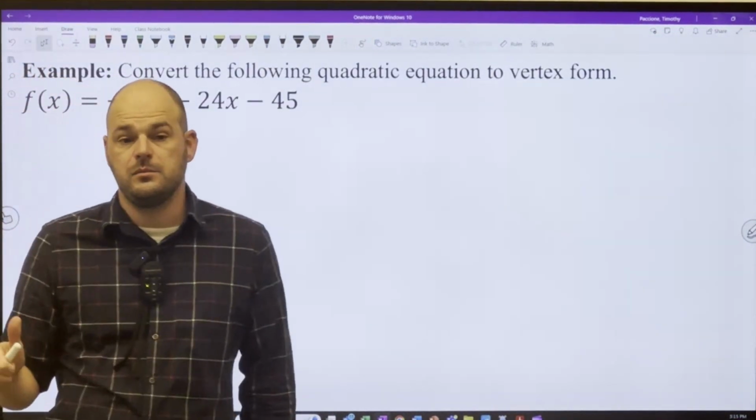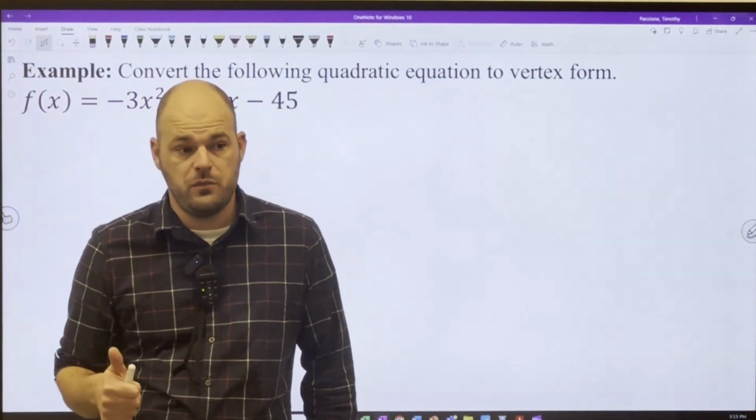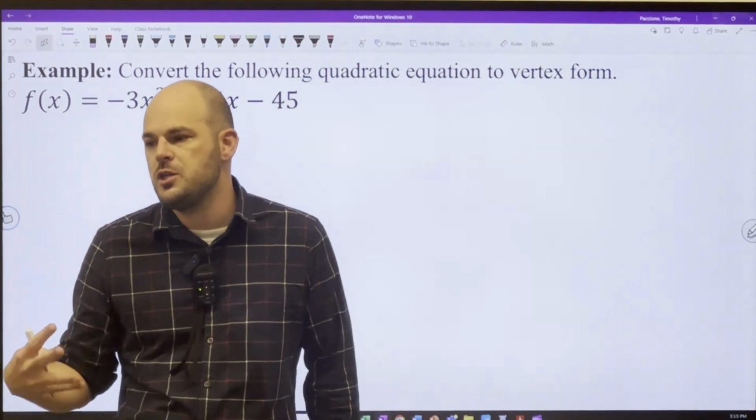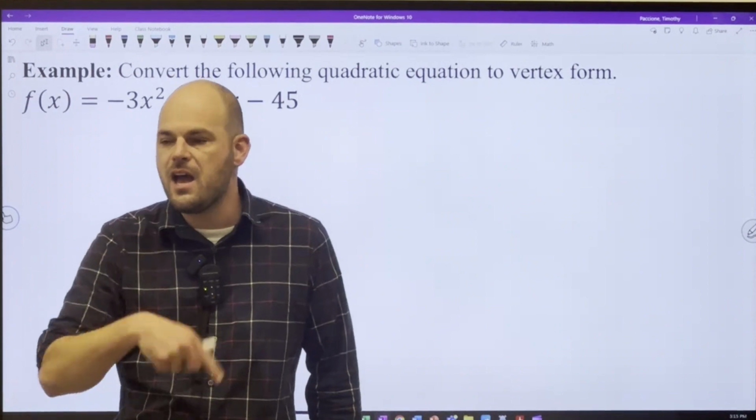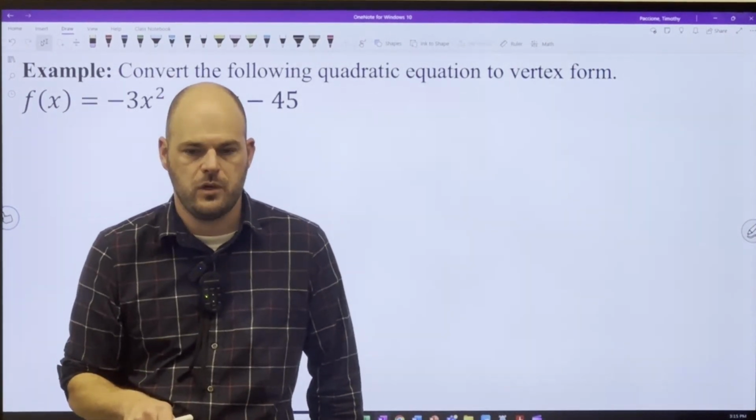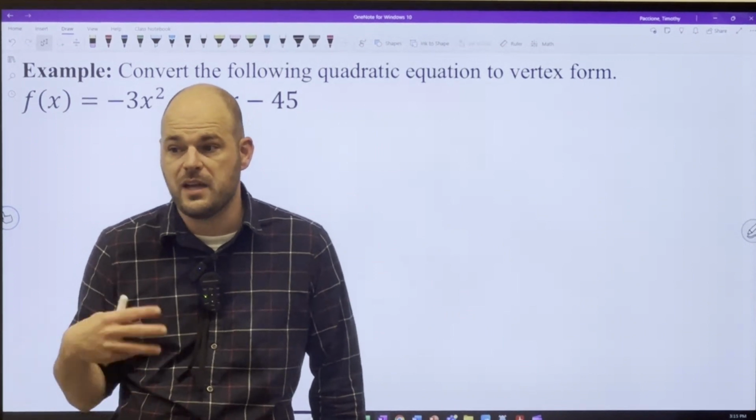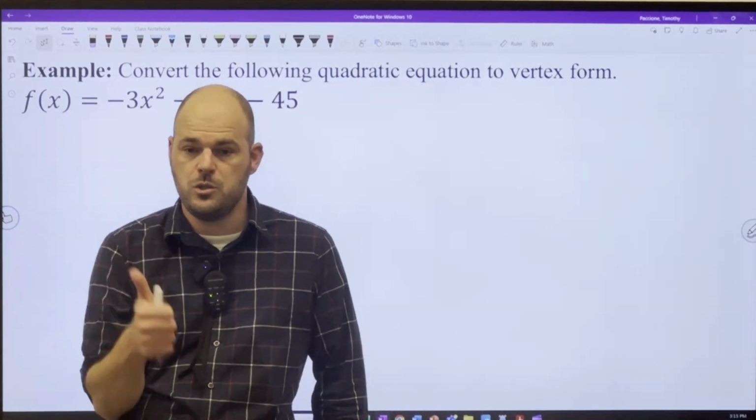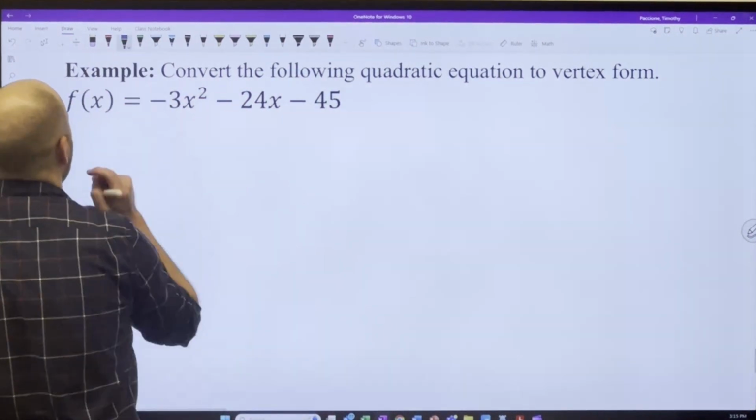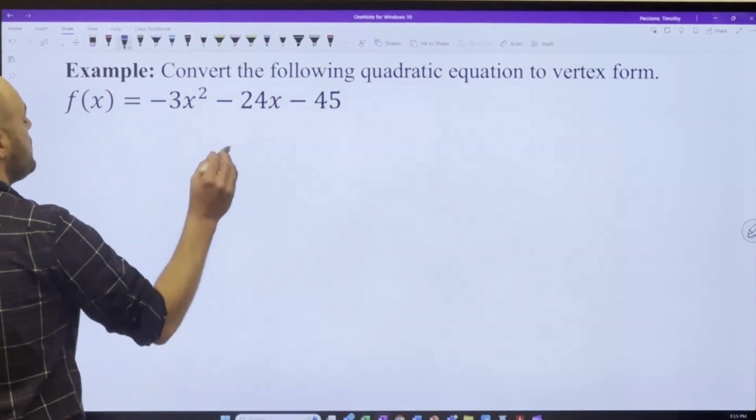Now, I should say, if this method is super confusing, that's okay. You have another method. This is a more efficient, quicker method, but you have negative b over 2a, plug it back in, find your y. You have that method still, right? So if on a test or something like that, I'm not going to say you have to do this method. You choose your method. But this is a quicker way, and when you're in advanced math, you want to know the most efficient way. All right, so here's our situation.